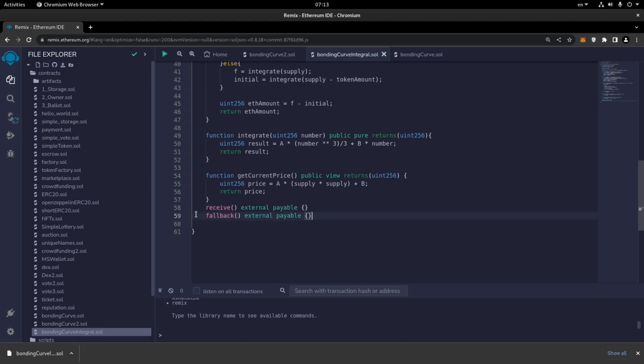Anyway, so let's save it, and there seems to be one error, but we will compile it in the next part. So we will compile it, test the contract, deploy it, and so on in the next part.